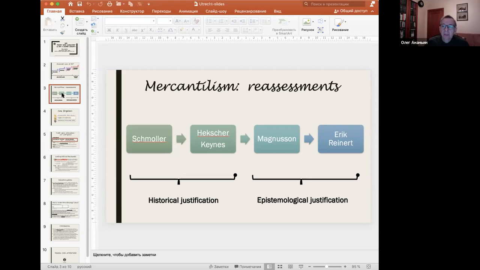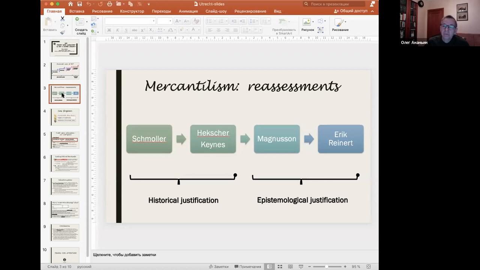More or less the same, but from the point of view of the history of economic thought, was done by Heckscher in the early 20th century, who also tried to reassess the mercantile system as a reasonable, even if flawed in many respects, system. Anyhow, it was a reasonable part of the history of economic thought. And of course, Keynes was important as another step to reassessment of the mercantile system. In his General Theory, as is well known, he devoted a whole chapter to mercantilism to show once again the reasonableness of the doctrines developed by mercantilist authors, also in relation to the circumstances of the time.